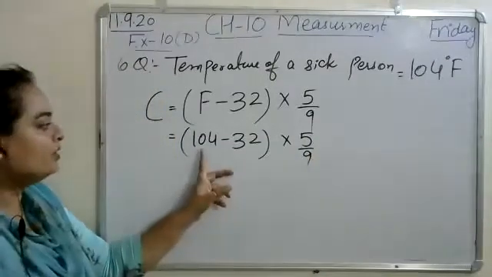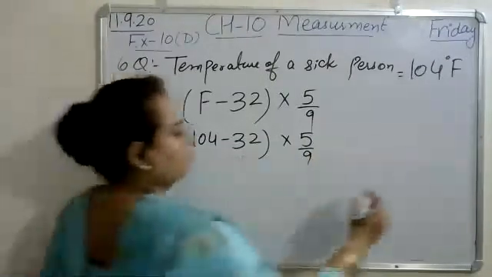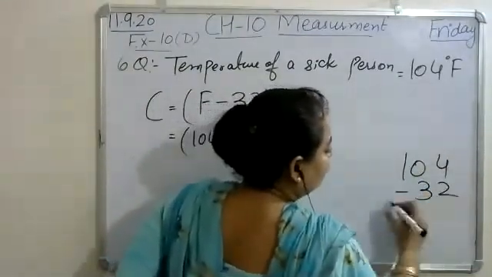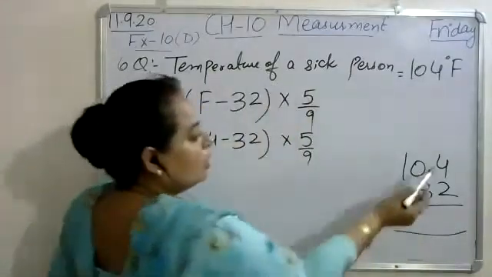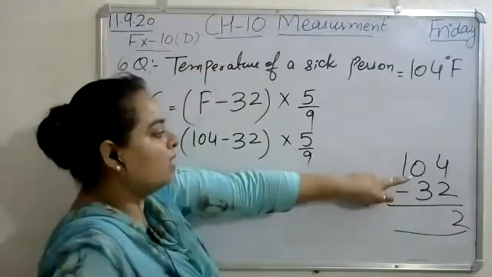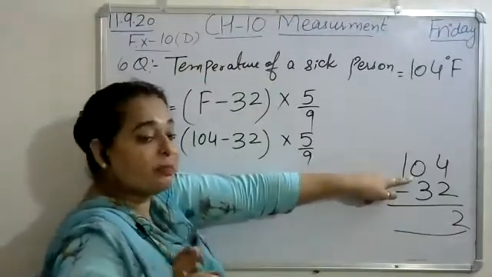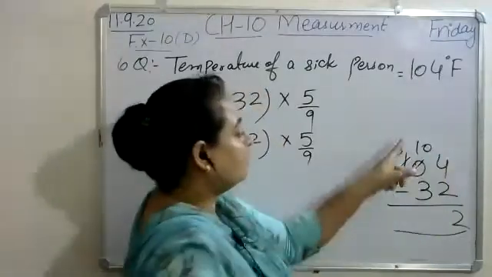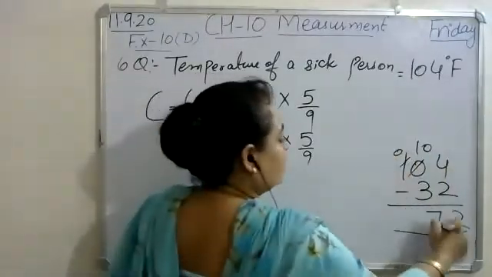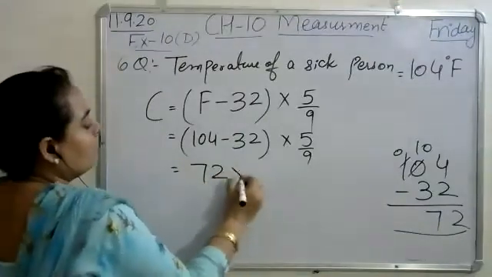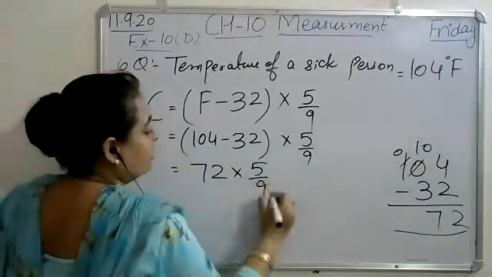Now 104 minus 32. 4 minus 2, 2. Here, subtraction is not possible, so borrow. 10 minus 3, 7. 72. So, 72 multiplied by 5 by 9.